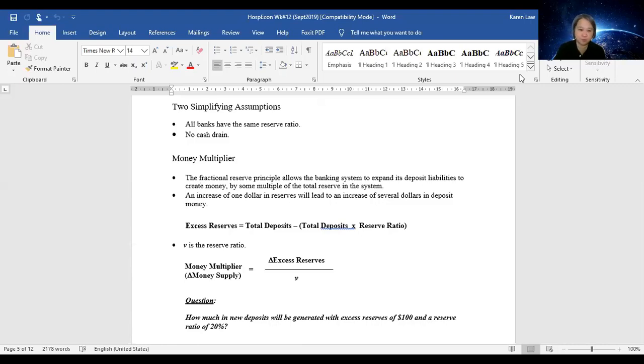Before we go into the money multiplier, we have two assumptions. We assume that all charter banks have the same reserve ratio, and I don't think that is too far off. If you think about RBC and CIBC, they're not really that different; their products and services are pretty similar.